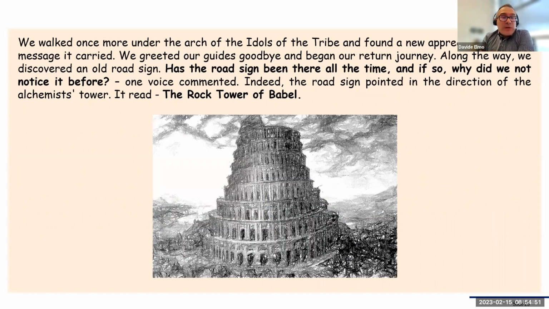We walked once more under the arch of the eyes of the tribe and found a new appreciation for the message it carried. We bid our guides goodbye and began our return journey. On the way, we discovered an old road sign. Had the road sign been there all the time? And if so, why did we not notice it before? One voice commented, indeed, the road sign pointed in the direction of the alchemist tower, and he read, the Rock Tower of Babel.